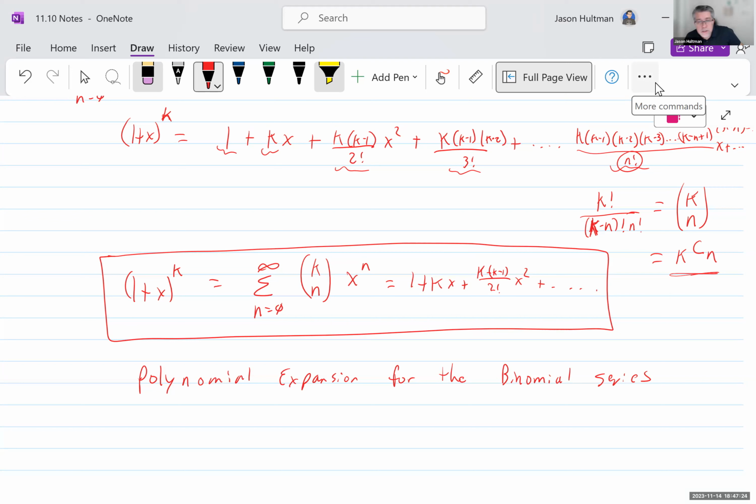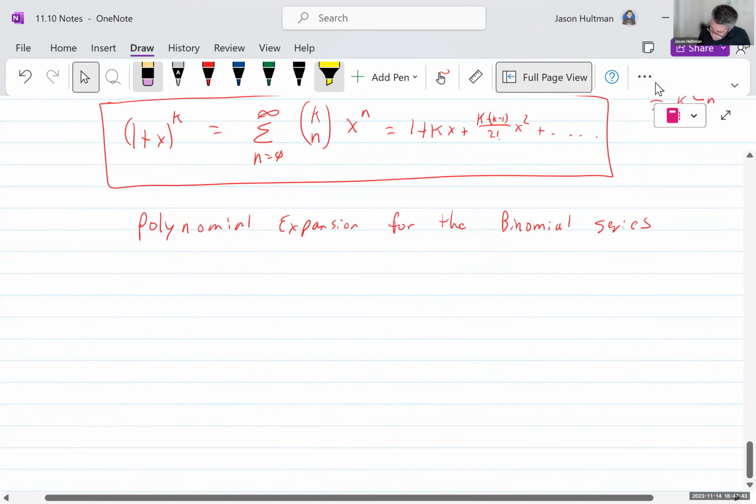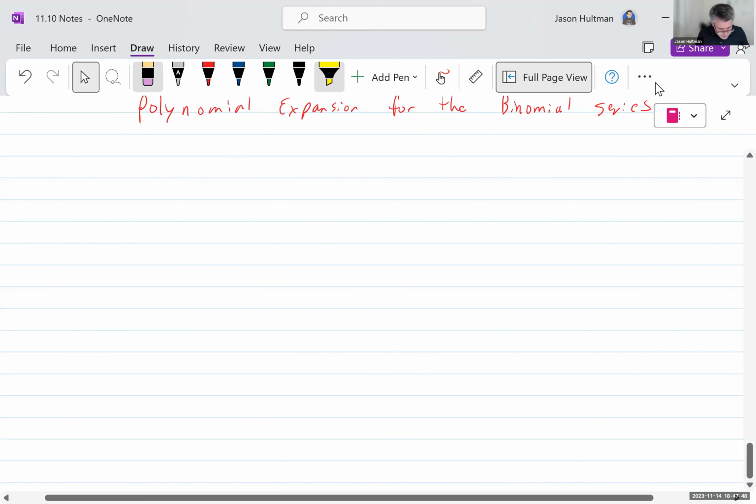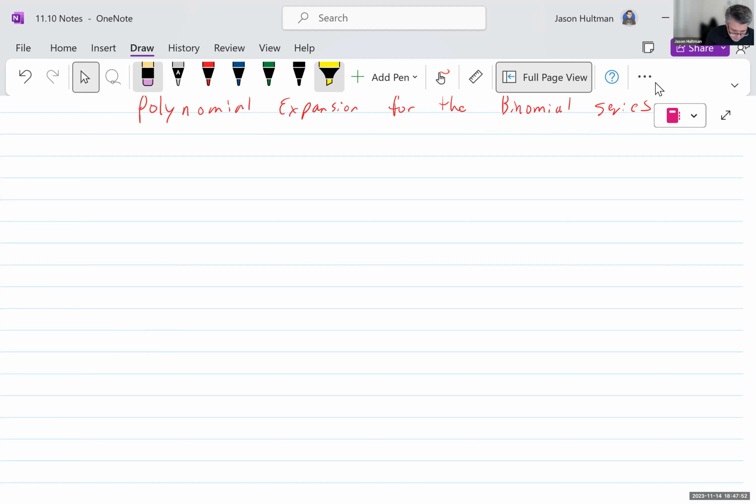Okay, this brings us to working with power series in a pretty unique way. So let's wrap this all up in a tidy little bow. And so let's talk about a couple of these power series.